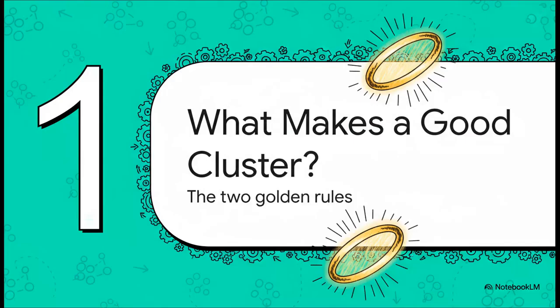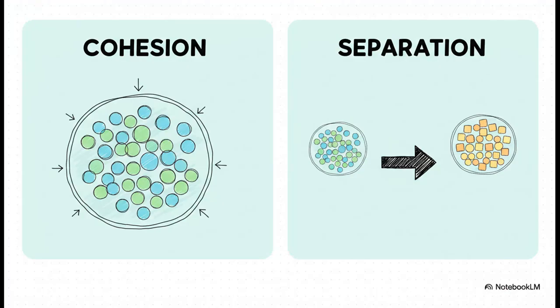Okay, but before we can tell a machine to go find a good cluster, we have to define what good even means. And really, it all comes down to two simple golden rules. First up, you have cohesion. This just means that everything inside a single cluster should be really tightly packed together and super similar. Think of a tight-knit circle of friends. The second rule is separation. This means that different clusters should be far apart from each other. They should be distinct, kind of like separate circles of friends scattered across a room. High cohesion and high separation, that's the gold standard.